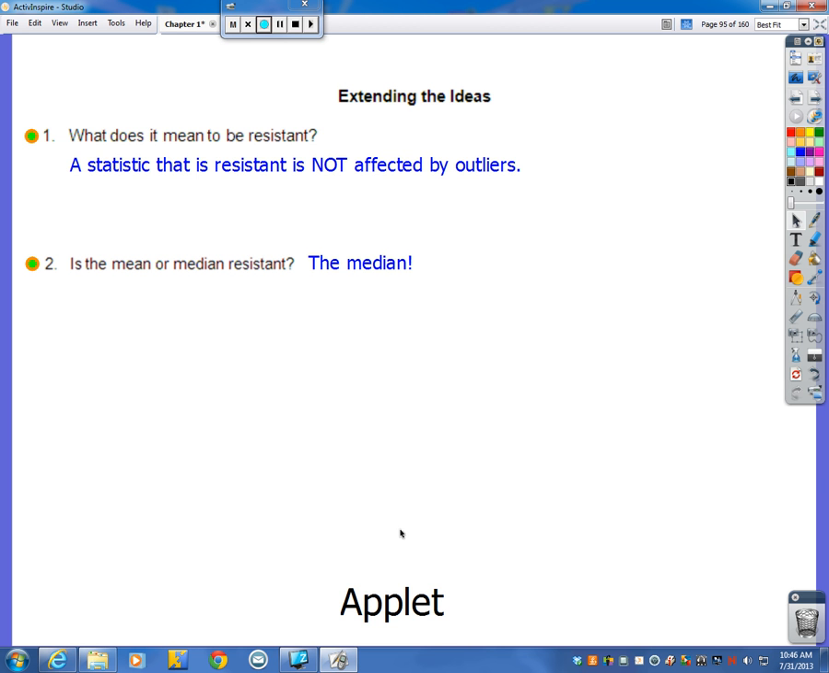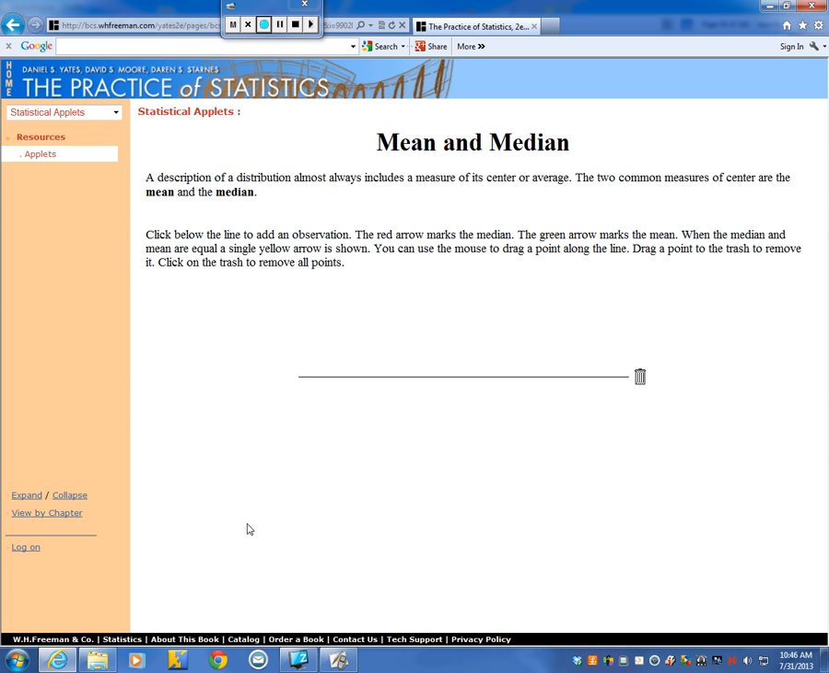Now, one thing I want to show you here that kind of leads us into the next part is this little applet. I'm going to start putting some points out here. You see this yellow arrow? That just means that the mean and the median are the same value. If you see green, and then there's a red one right behind it, the green represents the mean, and the red arrow represents the median. So let's say I have this little distribution here. It looks approximately normal or symmetric.